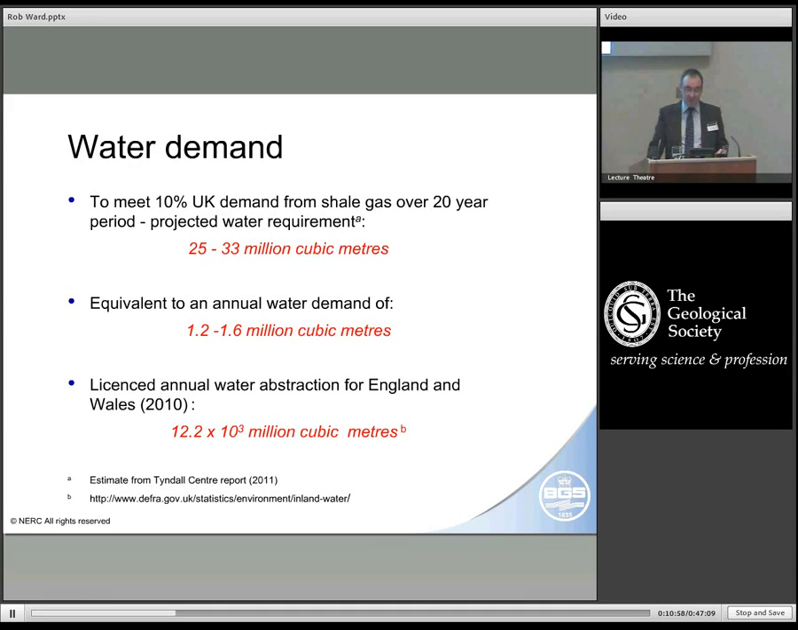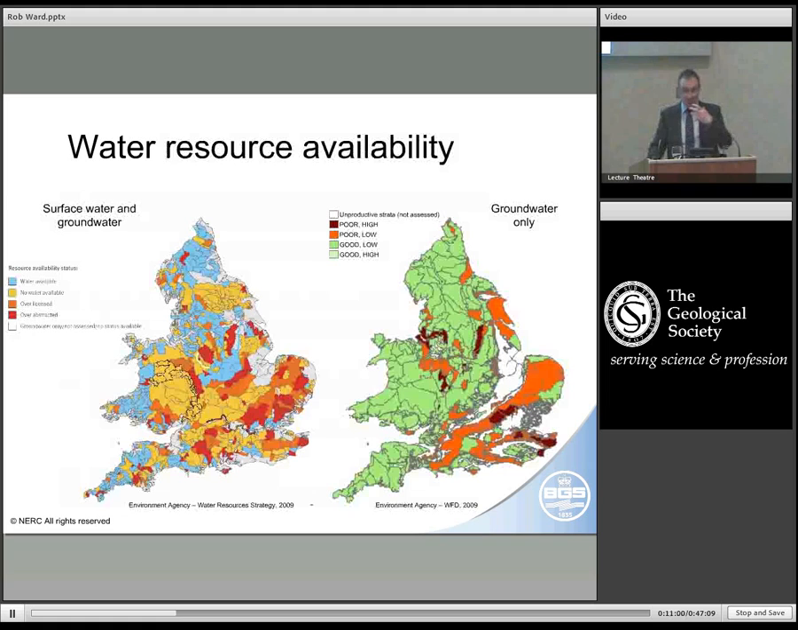What is important then is to look very much in terms of, although it's only a small amount, how does this fit into water availability, water resource availability across the UK? Because shale gas, if it takes place, will be localised, and therefore we'll need to look at the availability of water in specific areas where that activity takes place.